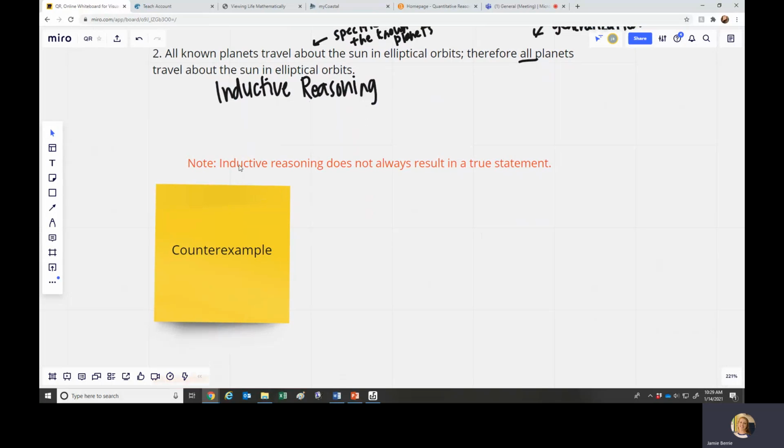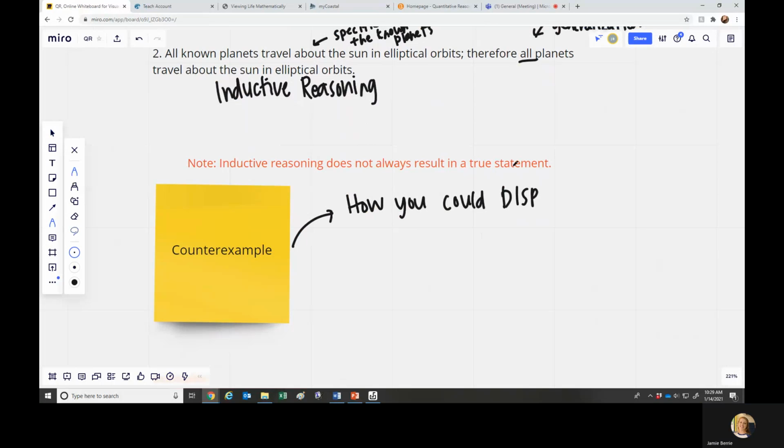Now, I wanted to talk more about the fact that inductive reasoning does not always result in a true statement. Although this line of reasoning we were just looking at above, all known planets travel about the sun in elliptical orbits, therefore all planets travel about the sun in elliptical orbits, is a valid line of inductive reasoning, that does not make it true. So, a counterexample is how you could disprove a line of inductive reasoning.